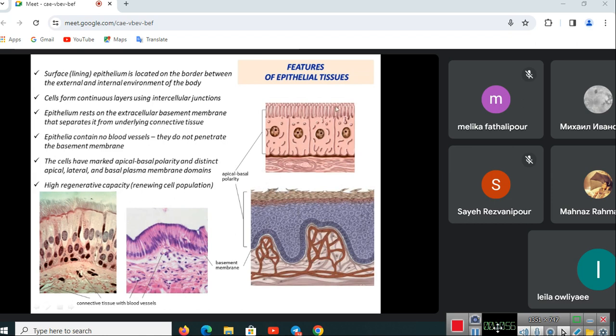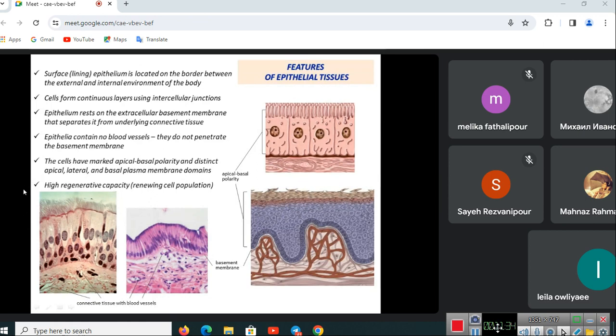So both simple epithelia and stratified epithelia have so-called apical basal polarity. It means that you can say where is the top and where is the bottom in this tissue. If you compare epithelium to connective tissue, for connective tissue you cannot say where is the bottom and where is the top, because the cells have no polarity. They look the same from all sides. So for connective tissue, no apical basal polarity is seen.